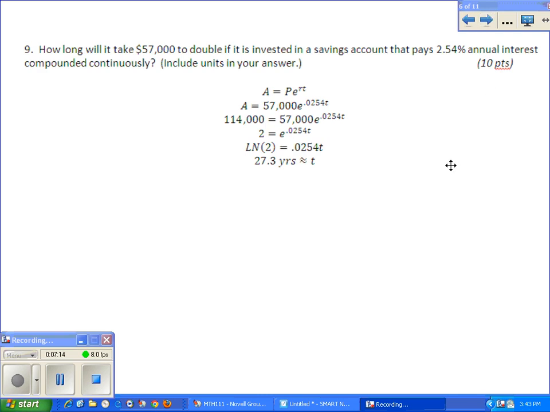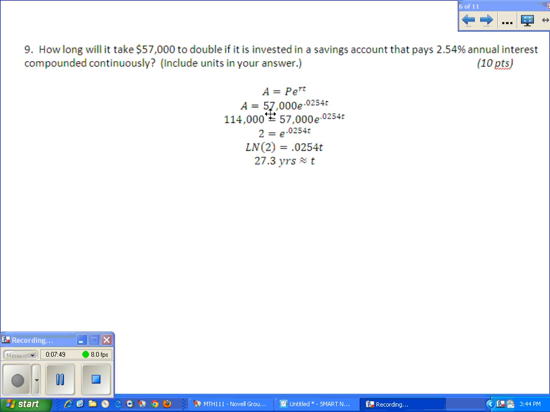I've got a word problem here, pretty standard exponential problem. It is compounded continuously, so that tells me I use the A equals P e to the rt formula. If I was compounding annually, I would use a different formula. I'm interested in getting $57,000 to double, and I am given the interest rate. So I can put the $57,000 in for my initial deposit, and I can put my interest rate in. I do have to move the decimal 2 places because the percent means I'm dividing by 100.